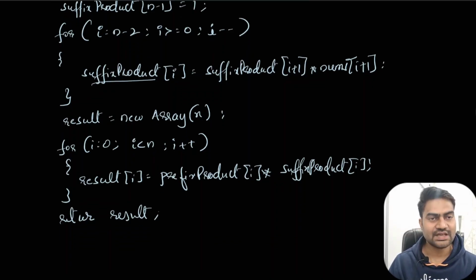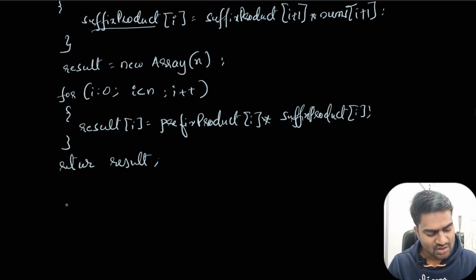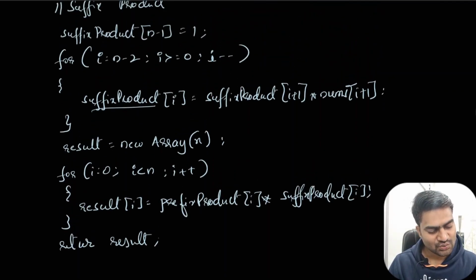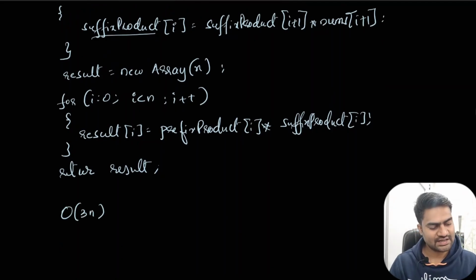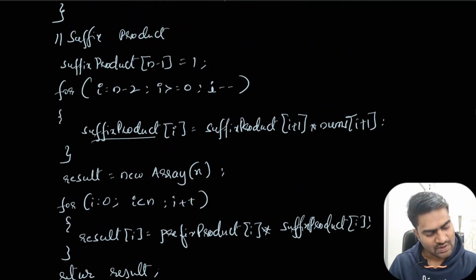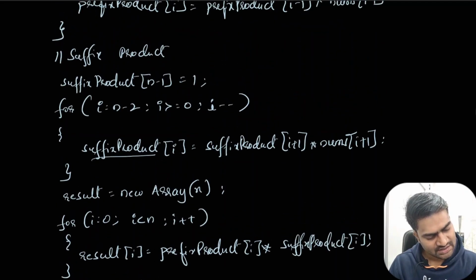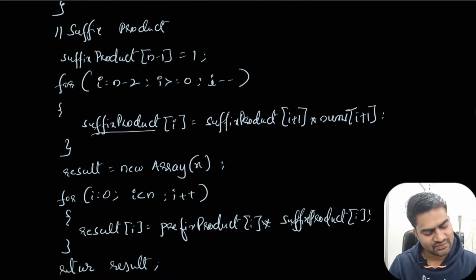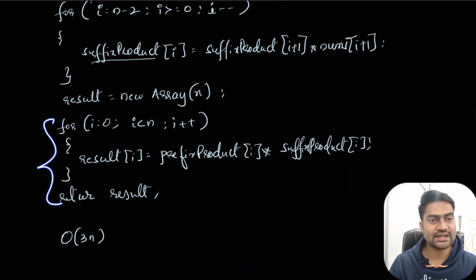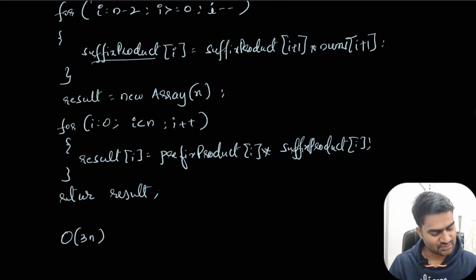Okay, so this way we will be able to boil down the time complexity from O of n square to O of 3n here. Correct, right? Why? So one, to find the prefix product, this is O of n. Again for suffix product it is O of n. Then for finally finding our results array, we need again O of n.